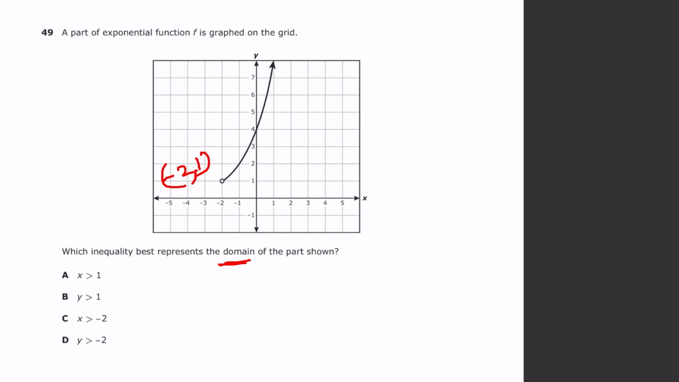So here you have x greater than minus 2 as the domain, because it is not this type of dot. It is this dot. Whenever you have this type of dot, it is nothing but greater than. If this other dot is there, it is greater than or equal to. So x greater than minus 2 is the choice, that is C.